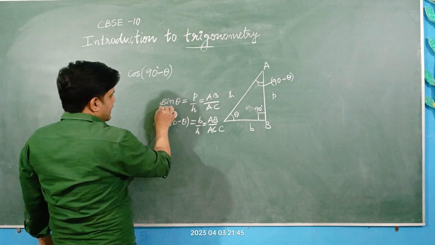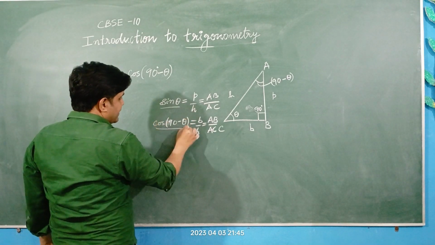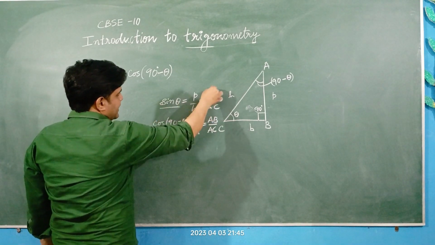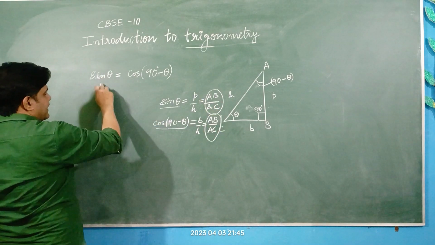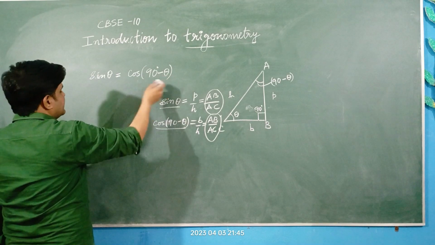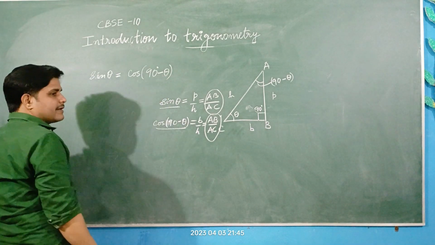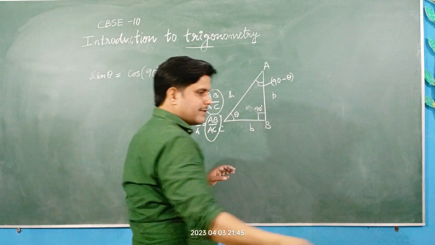Now you see, sine theta and cos 90 minus theta have the same ratio, AB upon AC. So we can write sine theta as cos 90 minus theta. These are complementary angle relations that we have to deal with in trigonometry.